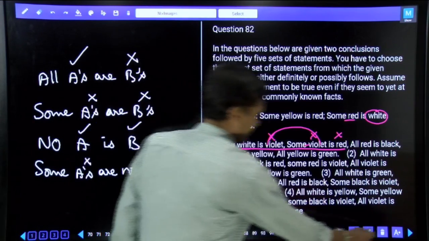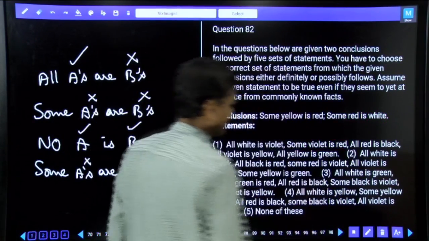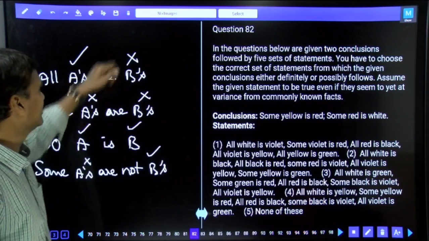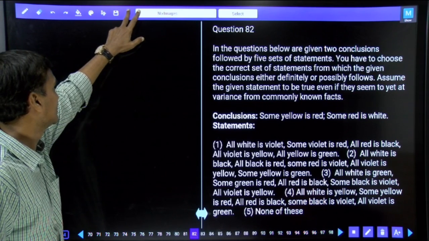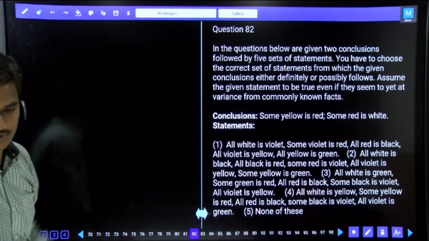If possible, in another class, I will discuss this tick and cross in detail. For some of the students, I already discussed it in the classroom. Then coming to the second one.